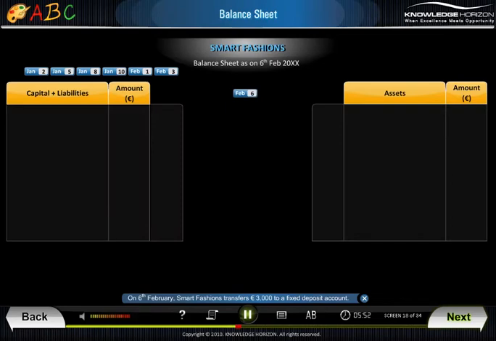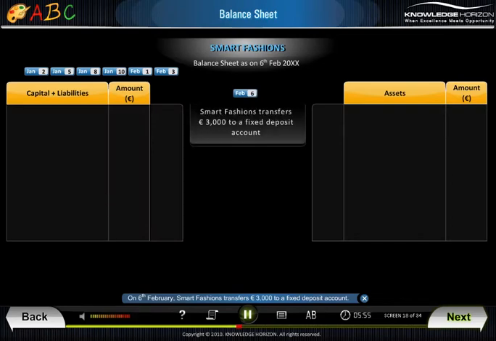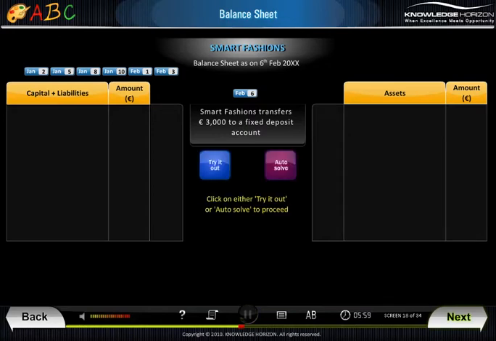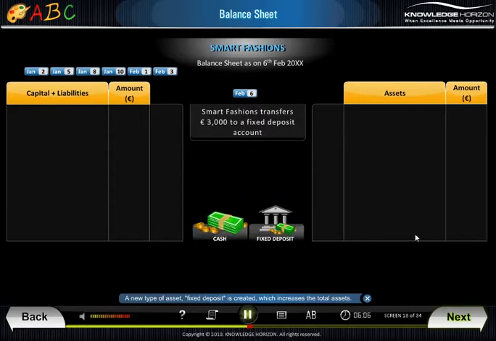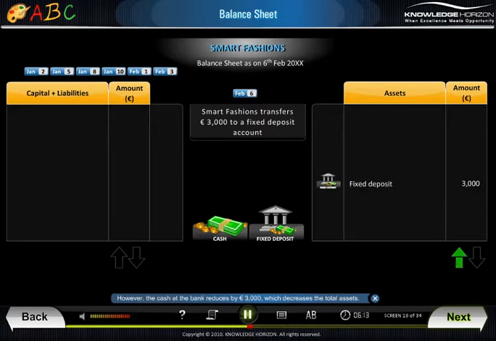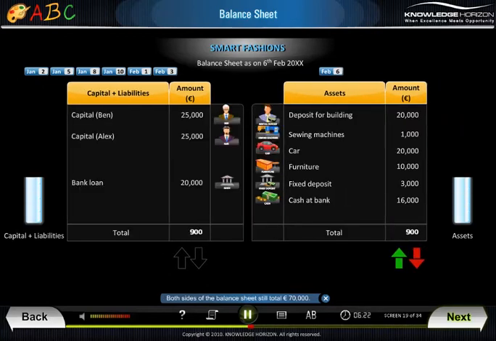On 6 February, Smart Fashions transfers €3,000 to a fixed deposit account. Click on either Try It Out or AutoSolve to proceed. A new type of asset, fixed deposit, is created, which increases the total assets. However, the cash at the bank reduces by €3,000, which decreases the total assets. Both sides of the balance sheet still total €70,000.